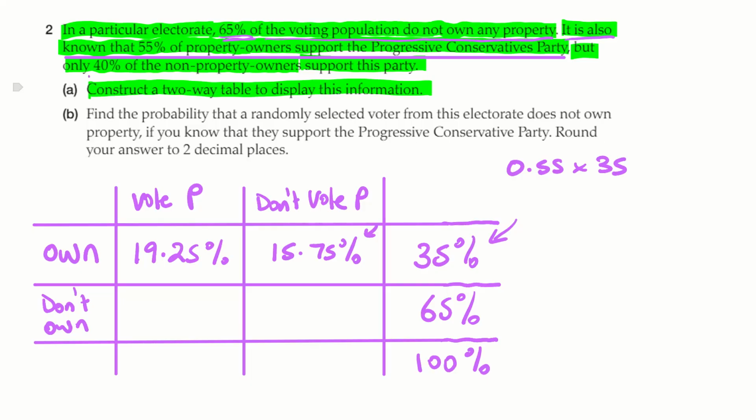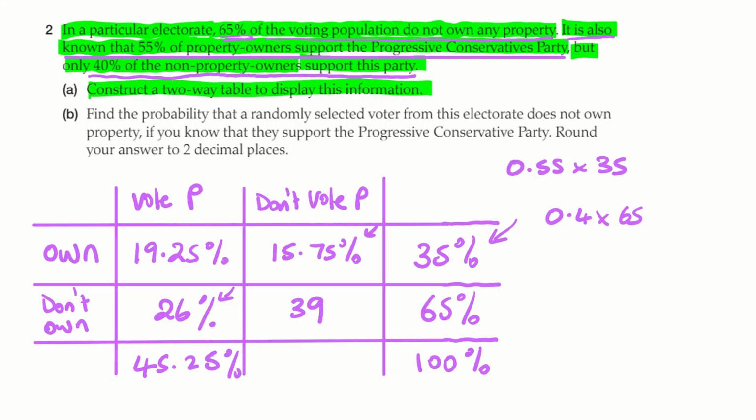So on the other hand, 40% of the non-property owners support the party. So to get the value in here, we need to do 0.4 times 65, and we'll find that that is 26. And then 65 take away 26 makes this 39. So that means we get 45.25 down here. These are all percentages, of course. And 54.75% here.